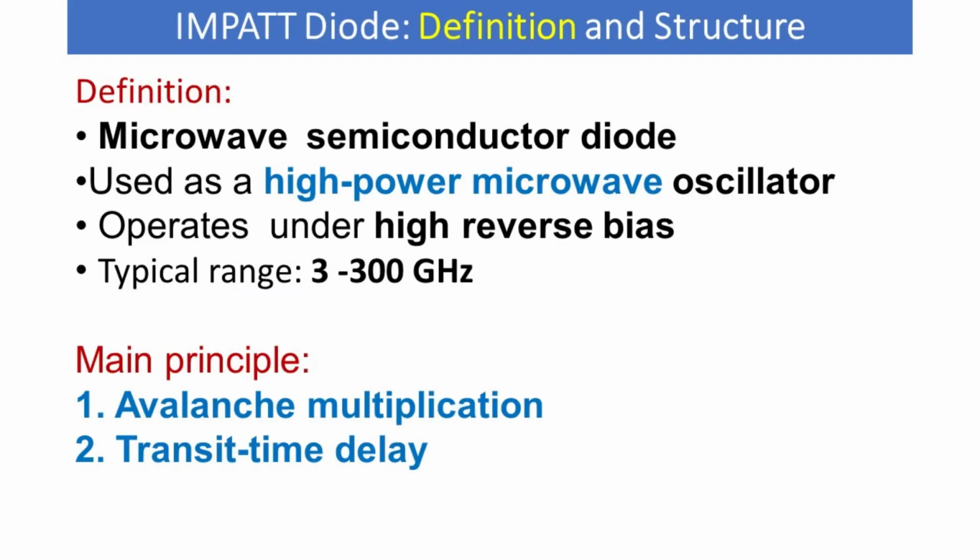An IMPATT diode is a microwave semiconductor diode. It is mainly used as a high-power microwave oscillator. It operates under a high reverse bias voltage. Its typical operating frequency range is about 3 to 300 GHz. Its operation is based on two effects: avalanche multiplication and transit time delay.